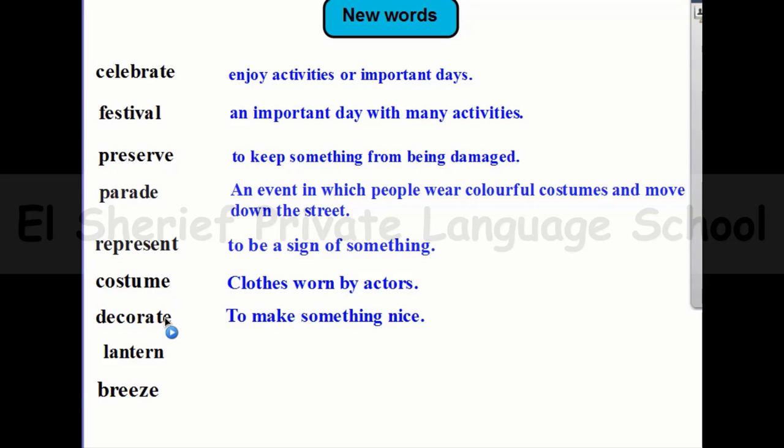Decorate. Decorate is a verb. It means to make something nice. Lantern. Lantern is a noun. It's a type of lamp you carry. Breeze. Breeze is a noun. It means a light, gentle wind.